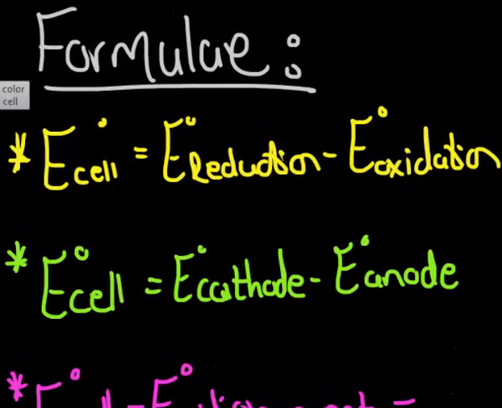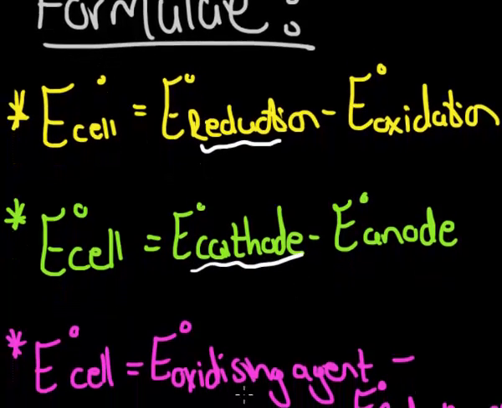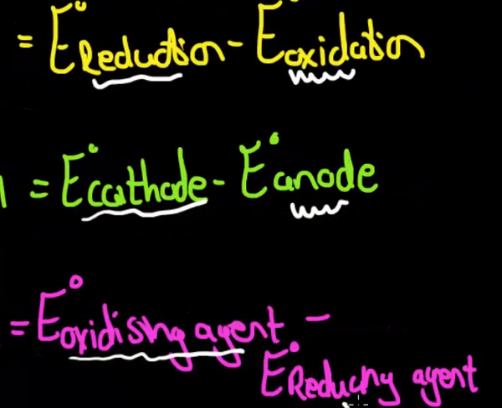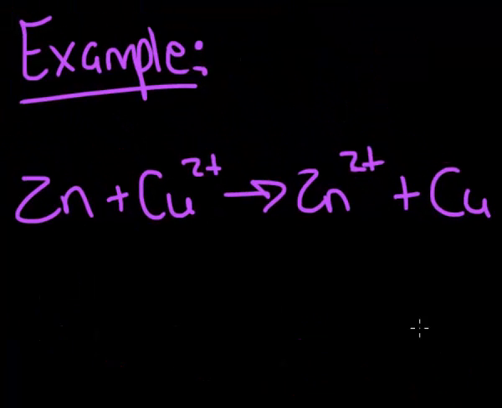Now it's given to you in this fashion, and this actually makes it very nice for you. That means that you can take a look on your redox table, or in this case the formula sheet at the back, and you would note that reduction means the same as cathode, which means the same as oxidizing agent. And on the other hand, oxidation means the same as anode, means the same as the reducing agent. Now let's take a look at an example to calculate your E cell.